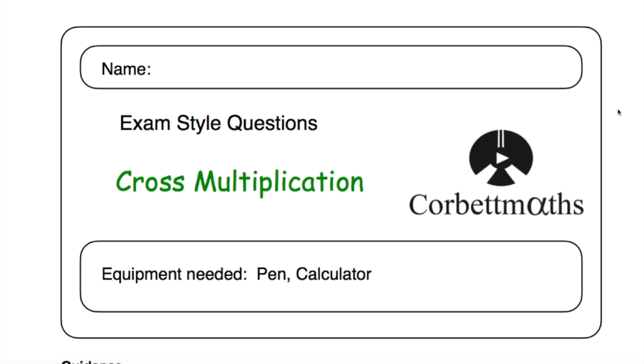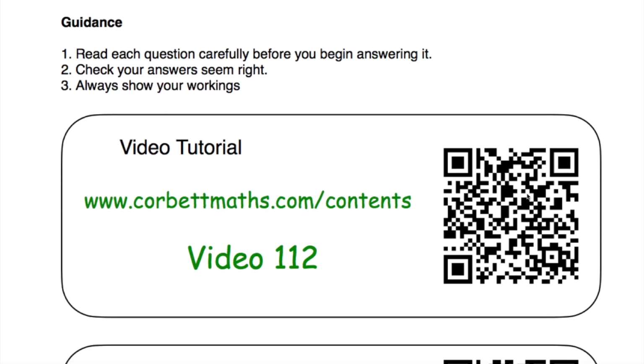So these have been the video solutions to the Corbettmaths Practice Questions on solving equations using cross multiplication. Now, as I mentioned in the video tutorial, you don't necessarily need to use cross multiplication, but it can be quite a useful technique and speed up some of your equation solving whenever you've got a fraction equaling another fraction. So if you want to go through that video tutorial on cross multiplication, you can scan this QR code or go to video 112 on Corbettmaths to get that extra help.